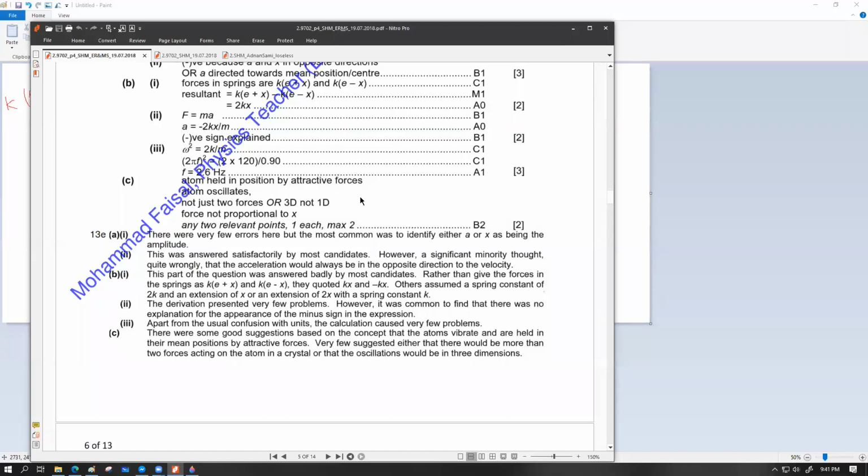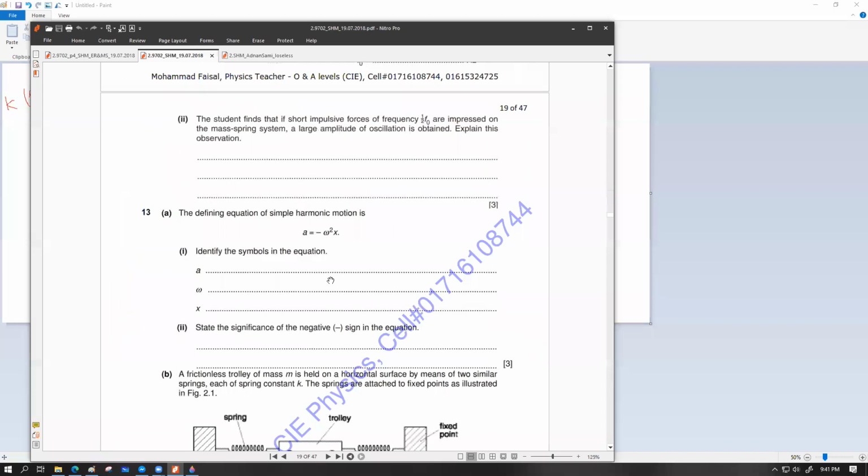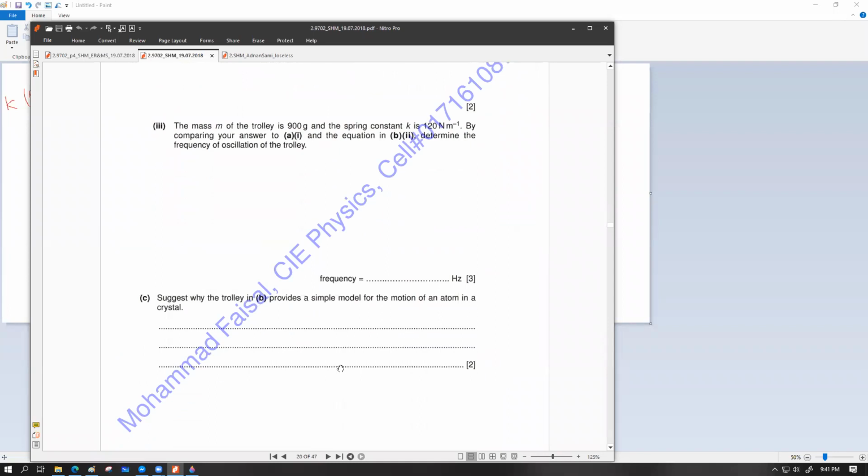Sir, they were asking for similarity, so why are they giving differences here? Like 3D, not 1D, that is more of a difference, but the question wanted similarity. I think they asked us to compare. Similarity was specifically, is that the word they used? They are saying how this is like an atom. Suggest why the trolley in B provides a simple model for the motion of an atom in a crystal.